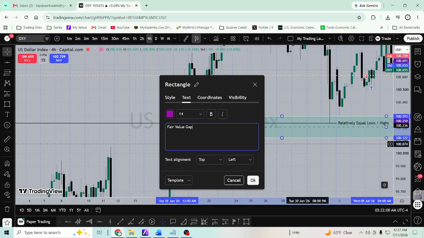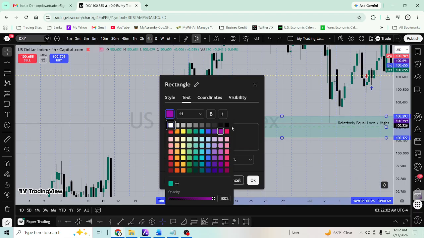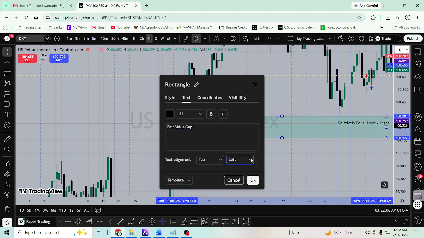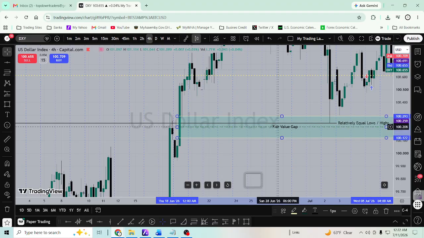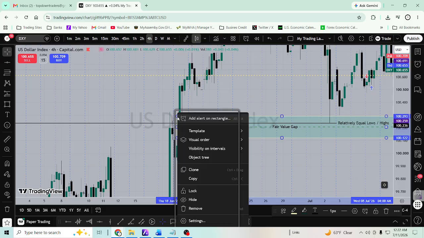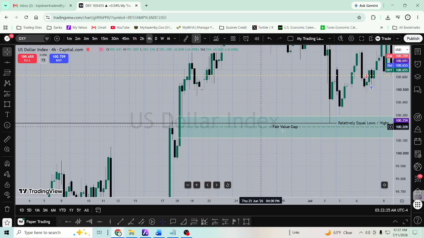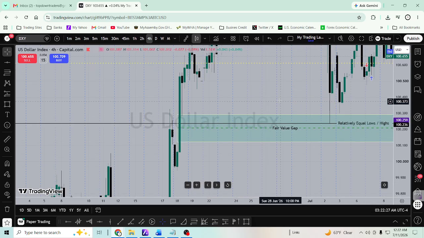And we don't want that to be purple. We want that to be black. Dead smack in the middle. We're going to put it in the middle, center, and inside. So I just put it right there. This area is this wick's low to this wick's high. That area is called a fair value gap. And lock it.